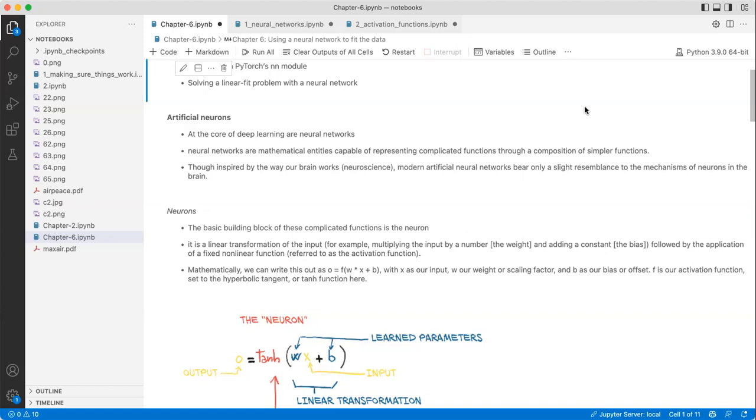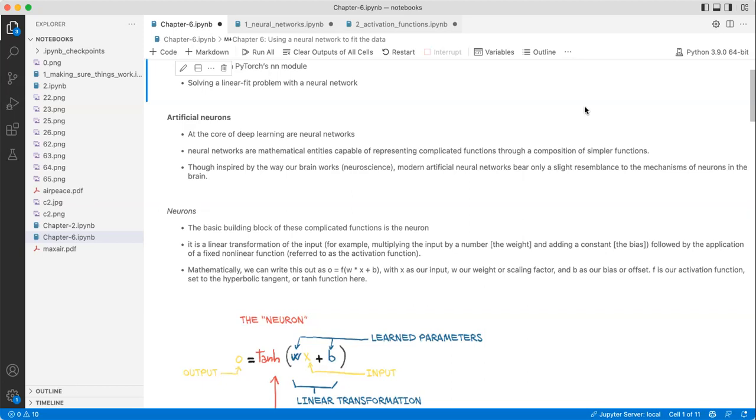From the name neural networks, we may think of it as coming from the human brain, how the brain works, the field of neuroscience, and that's how it was inspired from the very beginning. But nowadays, modern neural network architectures have very slight resemblance with the actual workings of the neurons in our brain. So what is a neuron? It is a basic building block of these complicated functions.